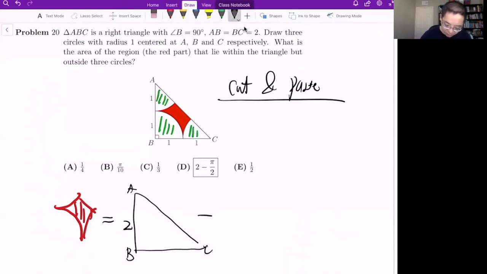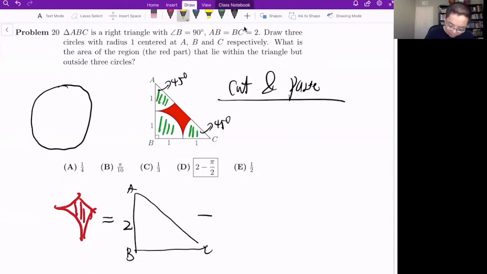Let's see, this one is 45 degrees, and this one is 45 degrees. If I put each sector into the full circle, this one is 1/4, right? And this one, 45 degrees, is half of 90, so this is 1/8. And this is also 1/8.